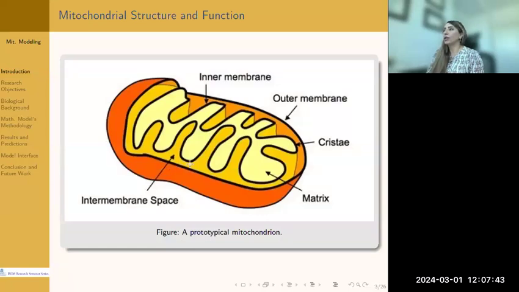Firstly, I start with a brief introduction on mitochondrial structure and function. Mitochondria are cellular organelles primarily responsible for biological energy generation in the form of adenosine triphosphate, or ATP. They exhibit a structural compartmentalization with an inner mitochondrial membrane forming the mitochondrial matrix, as you can see in this figure, and an inner membrane space called the IMS, between the inner and outer mitochondrial membrane. The inner mitochondrial membrane houses the bioenergetics machinery of the mitochondria, including the electron transport chain, which I will be explaining later.